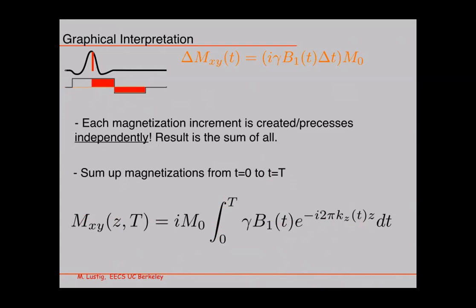Again, if you didn't get it exactly, you can just go over it. And if you have more questions, just go to office hours and I'll be happy to explain. But basically that's another way of thinking about what this approximation means. The fact that MZ doesn't change means that MXY is just being created and independently precesses. You don't touch that new MXY ever again, and you just create new MXY again and again every time you excite. These just precess independently. That's the approximation.